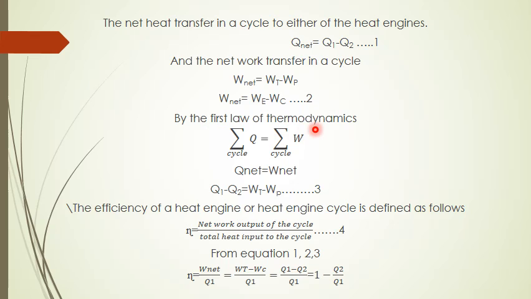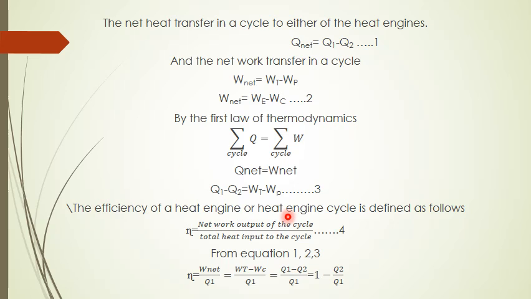So by the first law of thermodynamics, we know that the summation of heat interaction is equal to the summation of work interaction in a thermodynamic cycle. So that means net work transfer is equal to net heat transfer. So Q1 minus Q2 is equal to WT minus WP. Call it equation 3. Net heat transfer is equal to net work transfer in a complete thermodynamic cycle. This is the first law of thermodynamics. So I have applied the first law of thermodynamics to the heat engine.